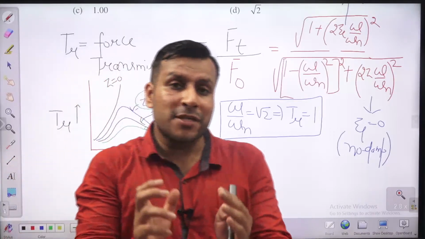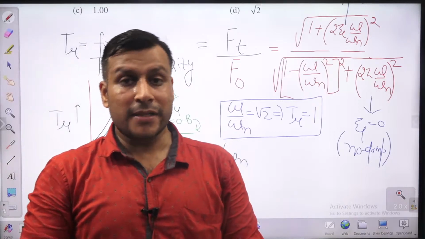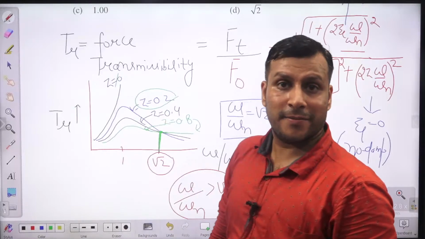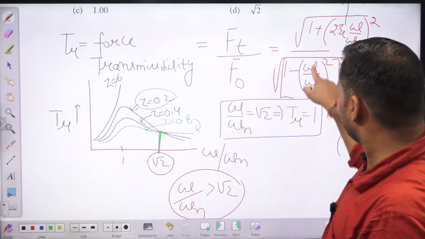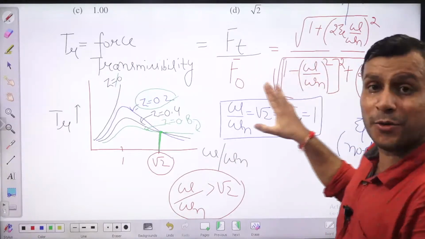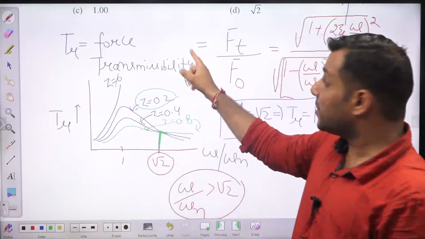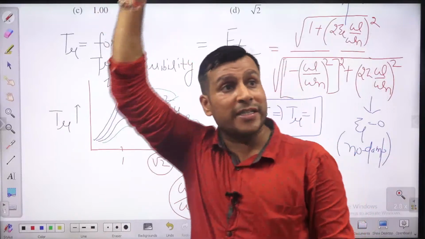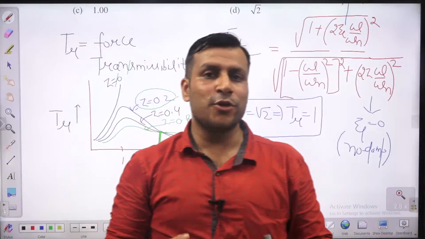The transmissibility will be equal to 1 when the omega by omega n ratio is under root 2. The transmissibility will be infinite if omega is equal to omega n. If omega and omega n are both the same, meaning this ratio becomes 1, then 1 minus 1, what will you have? This will be 0. So with no damping and omega by omega n equal to 1, the transmissibility becomes infinite. You can check this line, guys. This is going towards infinity. Okay, these are very important conclusions you need to remember.